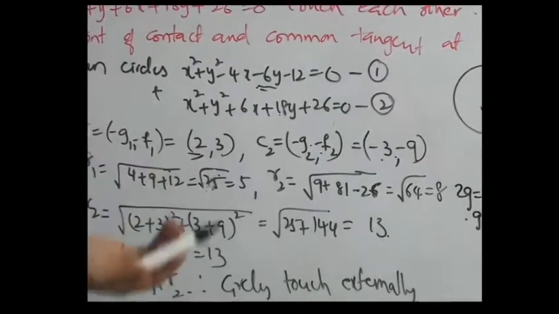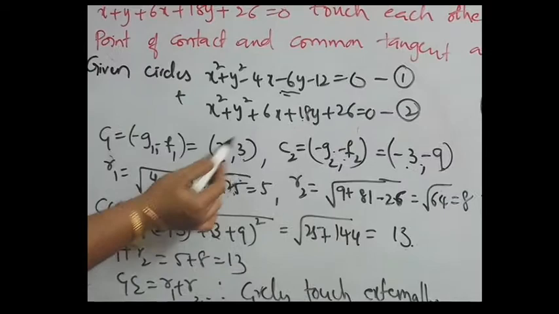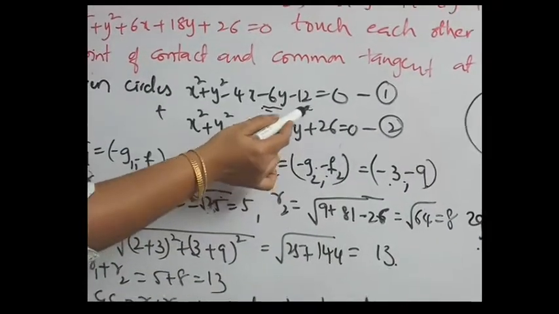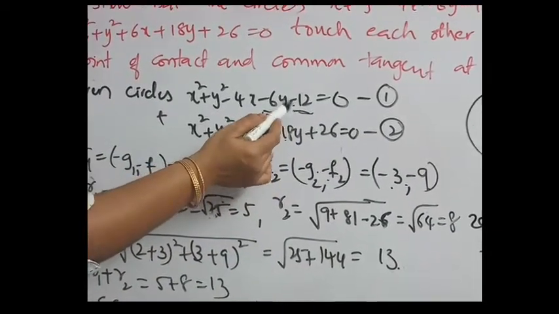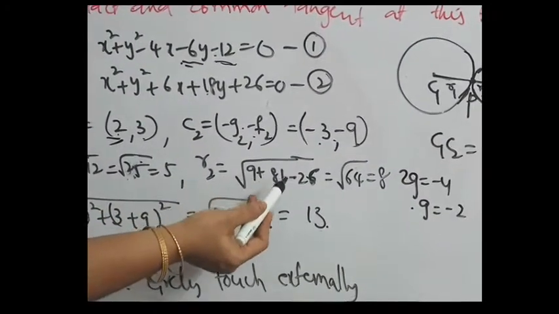Radius means root of g square plus f square minus c. That is minus 2 whole square, 4. Minus 3 whole square, 9. Plus c means minus c, minus of minus plus 12. So r1 is 5.